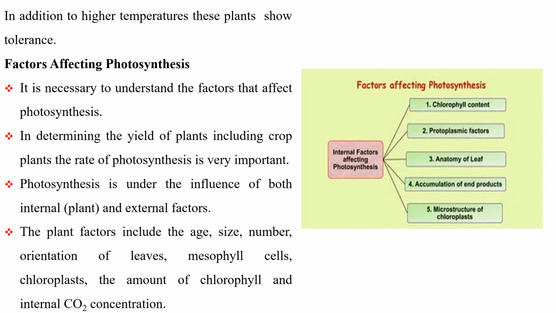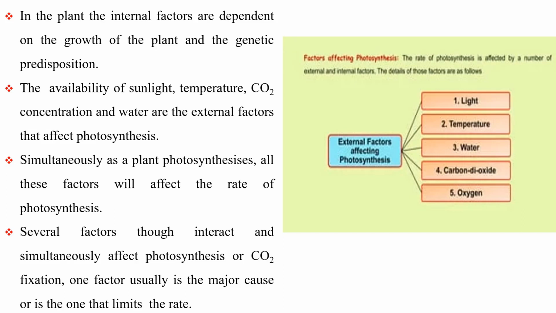The plant factors include the age, size, number, orientation of leaves, mesophyll cells, chloroplasts, the amount of chlorophyll, and internal carbon dioxide concentration. In the plant, the internal factors are dependent on the growth of the plant and the genetic predisposition. The availability of sunlight, temperature, carbon dioxide concentration, and water are the external factors that affect photosynthesis. Simultaneously, as a plant photosynthesizes, all these factors will affect the rate of photosynthesis.